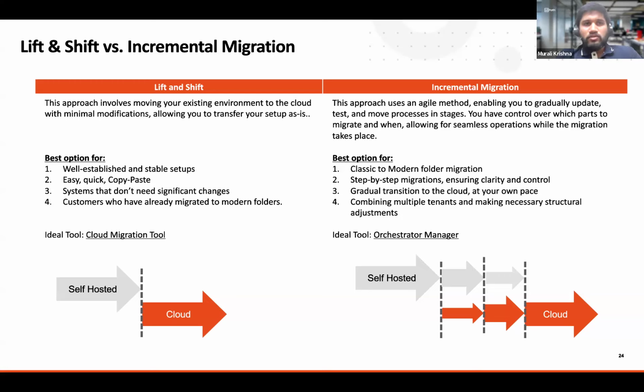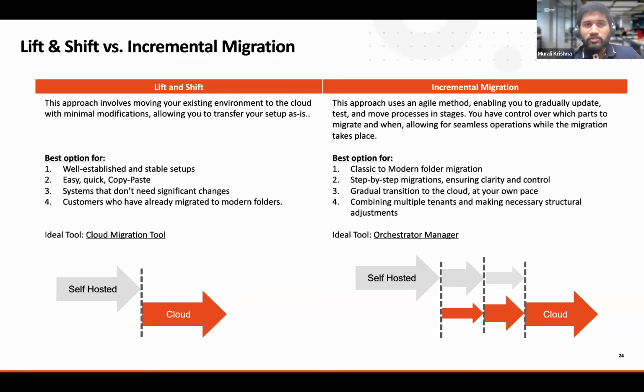So we have two migration approaches: one is lift and shift, and the other is incremental migration. Lift and shift is what is used with the cloud migration tool, while incremental migration is what we use with the orchestrator manager. So what are the differences, and what are the advantages or best options we get in both approaches? Coming to lift and shift.